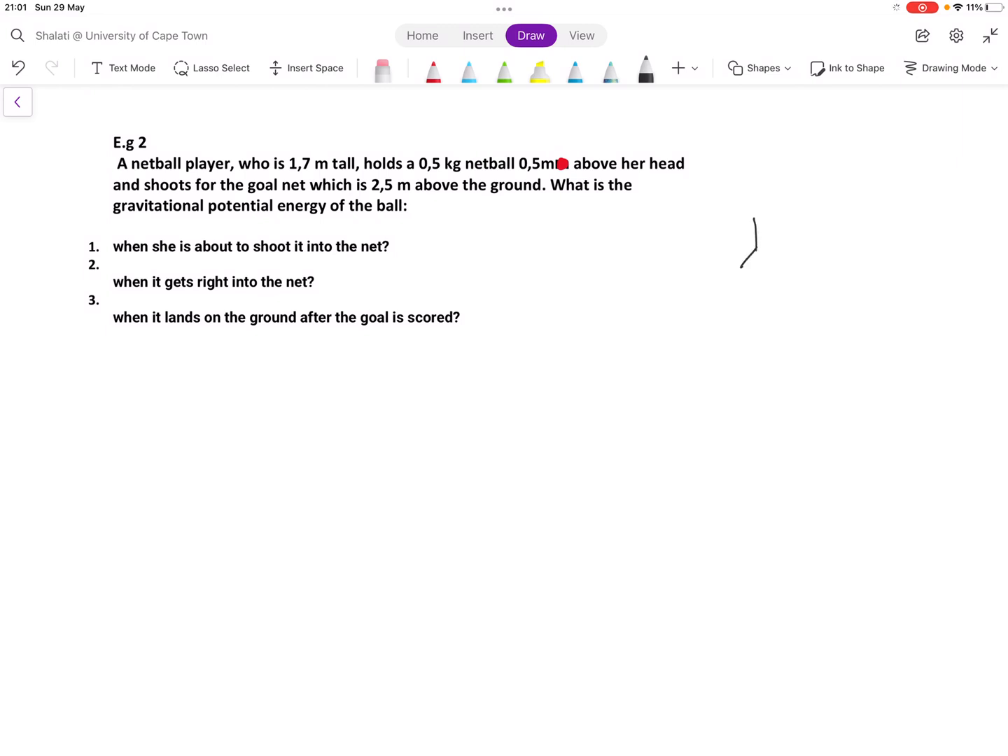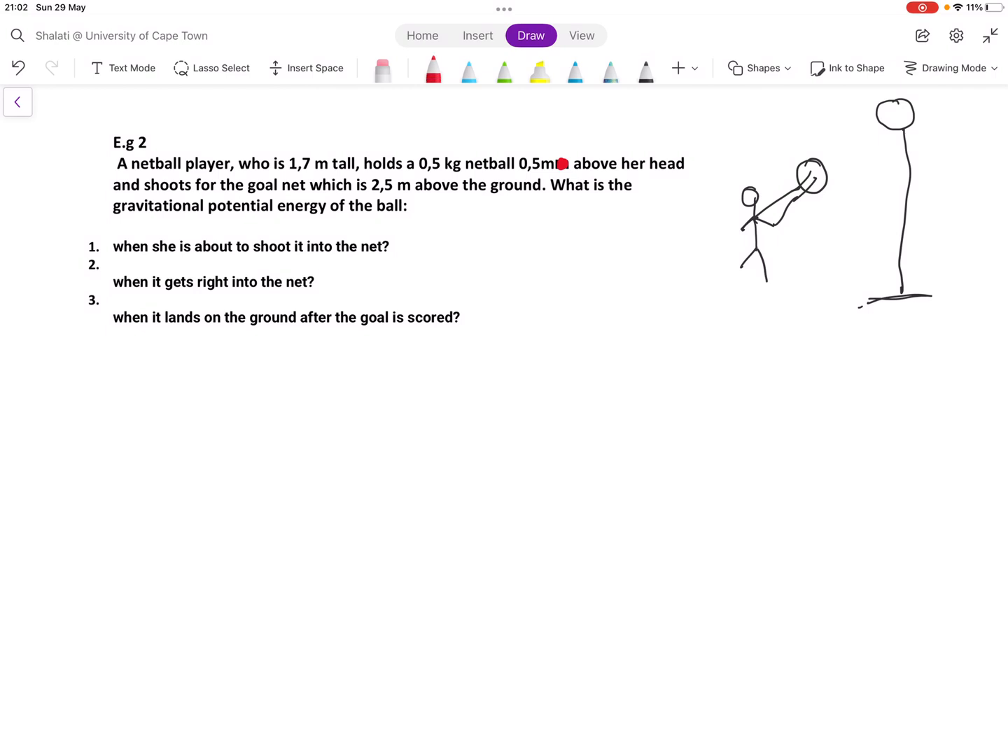I can't draw, but let's just assume this is she, holding the ball, right? And then the net is somewhere there, right? And then here's the ground. So let's try to analyze this question. So the netball player is 1.7 meters tall, right?